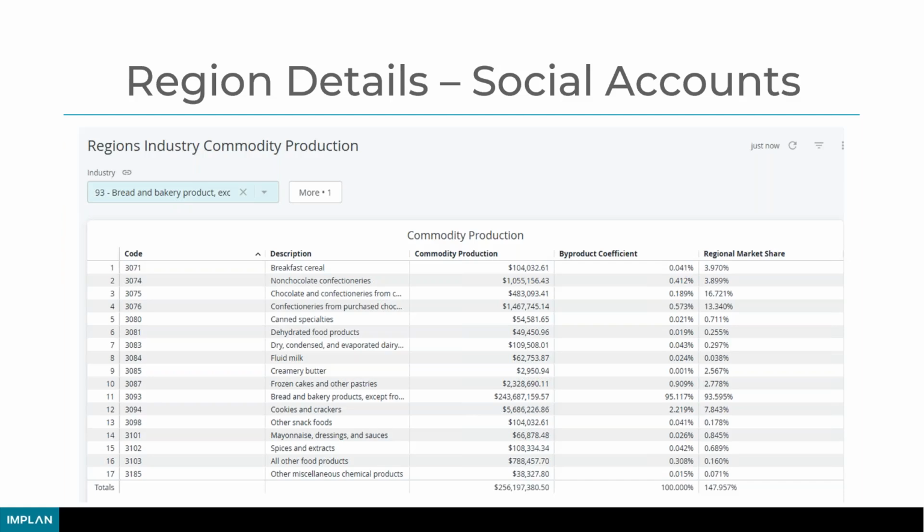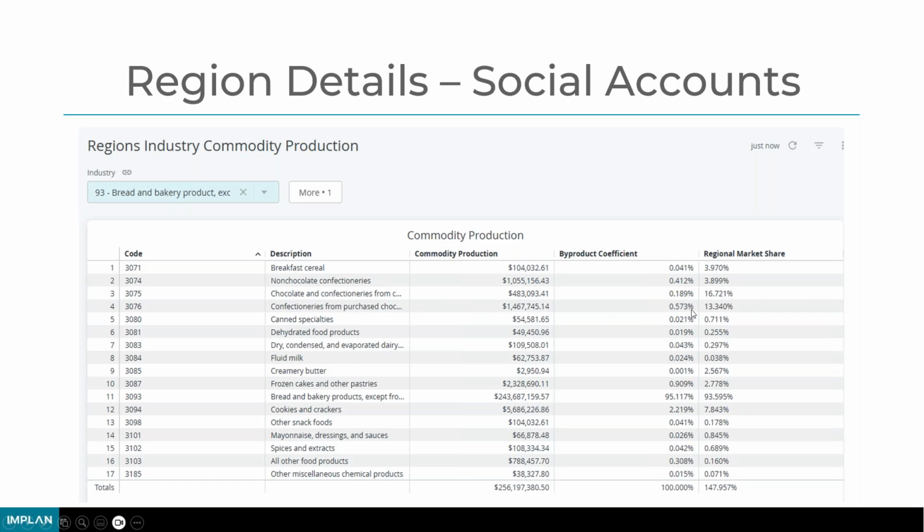So we don't have an exact one-to-one relationship between industries and commodities. Industries can produce multiple things. And the way we break that down into other types of commodities is via that byproduct coefficient. And then regional market share is the proportion of commodity production that is produced in this particular industry. If there's more than one producer of the commodity, that's going to be less than 100%, right? So in other words, what percentage of each of these products is being made by this industry sector in this region?